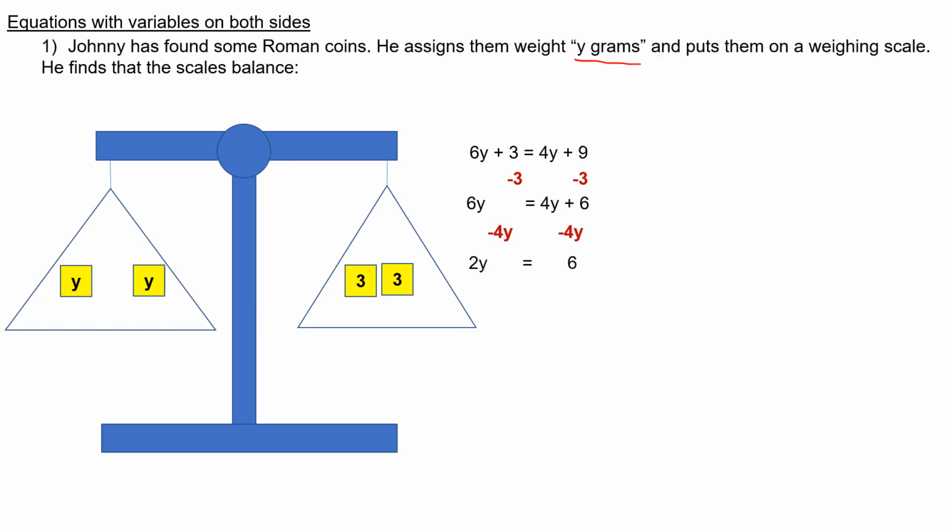This leaves you with 2 lots of y is equal to 6. We know from what we've done that to get y on its own, we need to divide both sides by 2. This will leave you with y is equal to 3. So that means the weight of one coin is 3 grams.